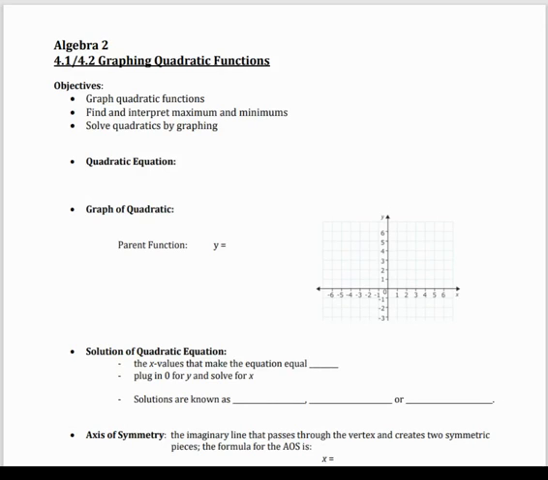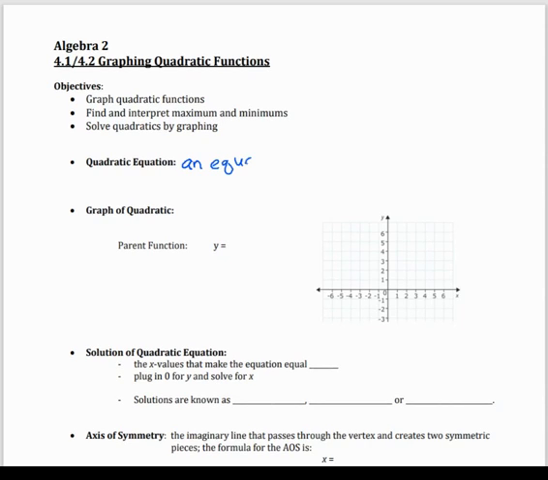Today, let's look at sections 4.1 and 4.2 put together because they're both involving graphing quadratic functions. So let's review what a quadratic function is. Remember that a quadratic function is an equation in which the power of x is 2.